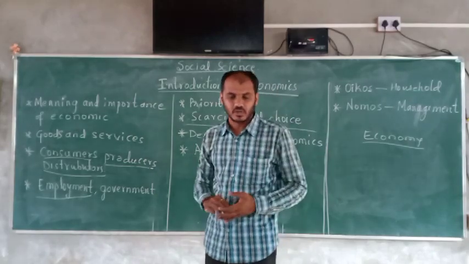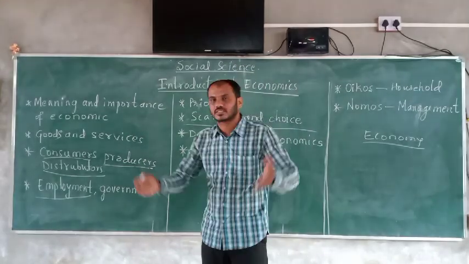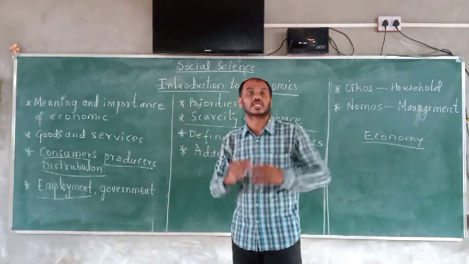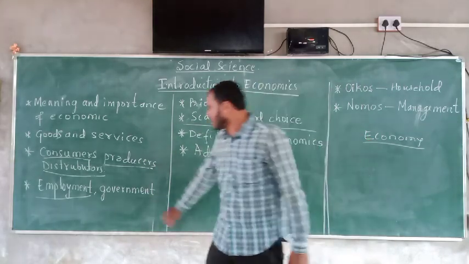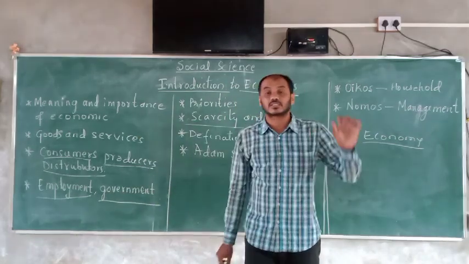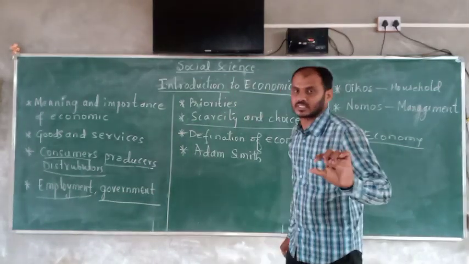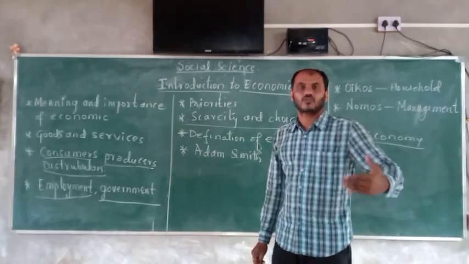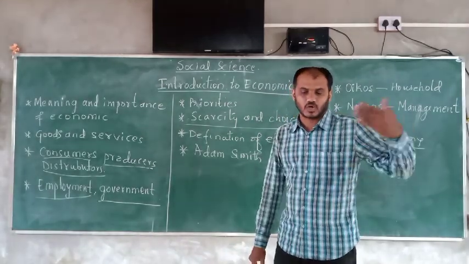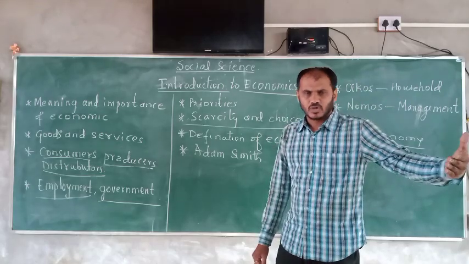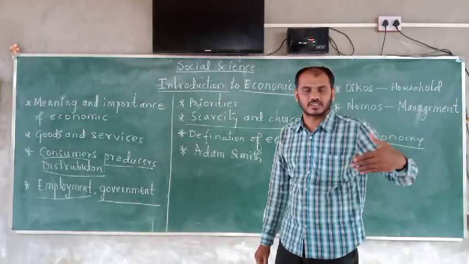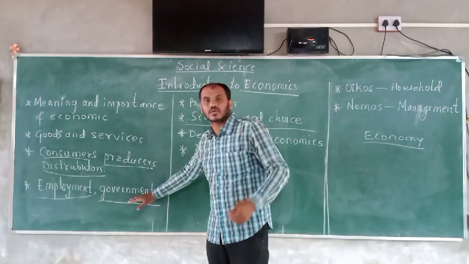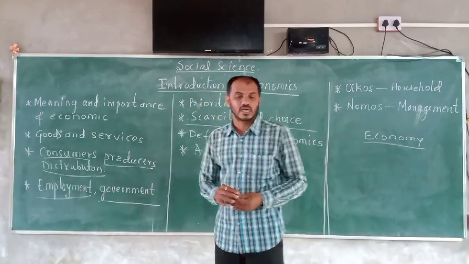Even the government collects money in the form of tax from the people, and that is the income of the government. The government spends those taxes on the people themselves, for basic infrastructure like roads, hospitals, etc. So even the government earns money through taxes.